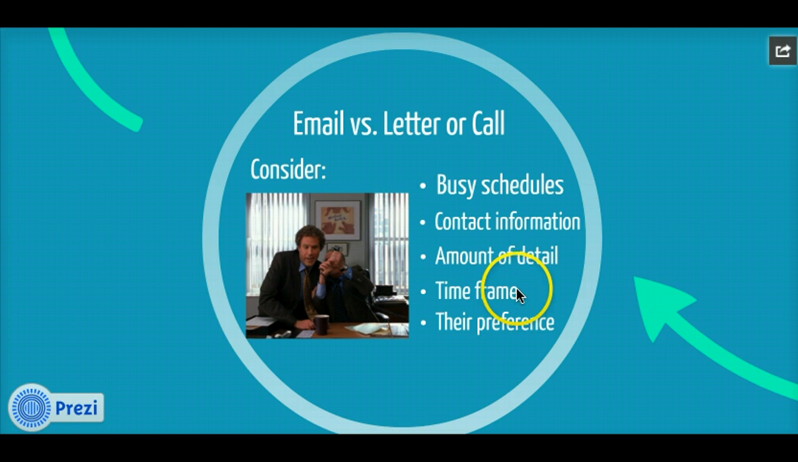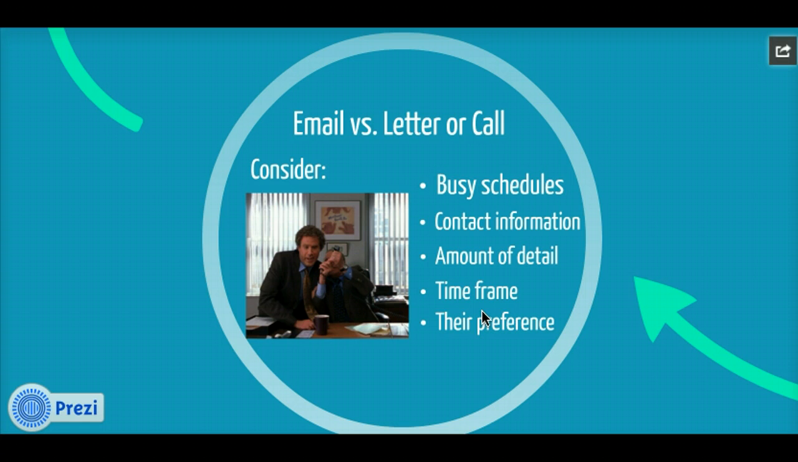Time frame. Think about how quickly you need a response, because that will limit whether you're able to send a letter, which will take more time. If you are doing something really fast-paced, you need to call because they might not be able to check their email, or they may be slower at email. You'll learn how people work and their preferences.